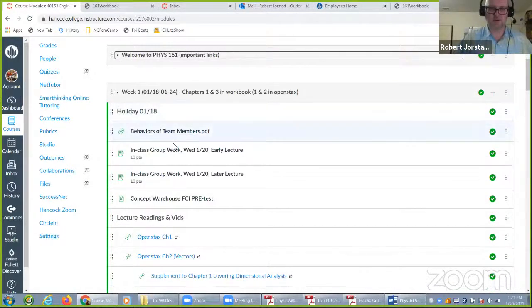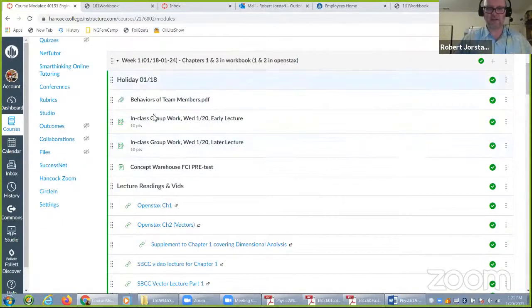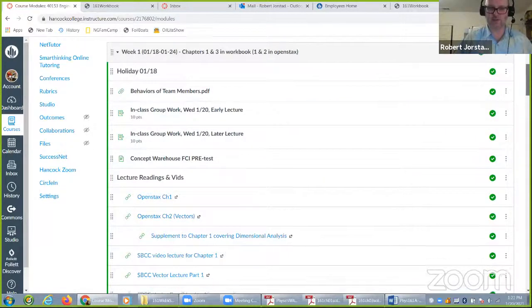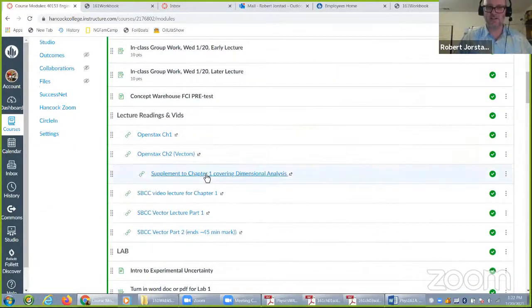Okay, somewhere in here. This is the group activity. So right after we come back from the break, this will be how you do the group activity. Here's a link to the concept warehouse. If you're having trouble with that, we could talk about this. Here it is. Supplement covering dimensional analysis. If you click on this link, it should open in a new window.